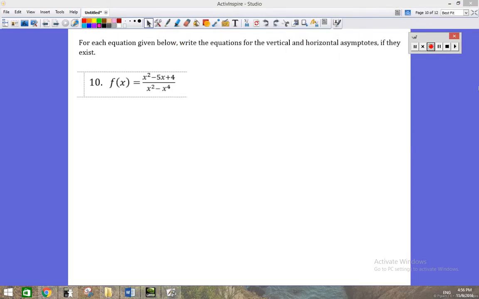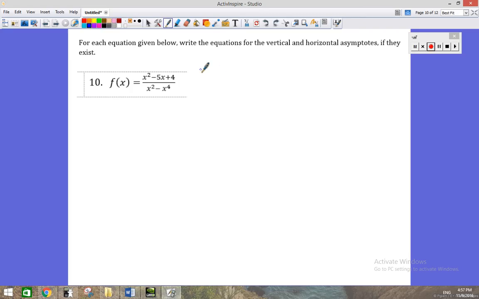Let's take a look at this problem. We have a rational function, and they're asking us to find any equations for vertical asymptotes if they exist, and any equations for horizontal asymptotes if they exist. So the order that we do these really doesn't matter.